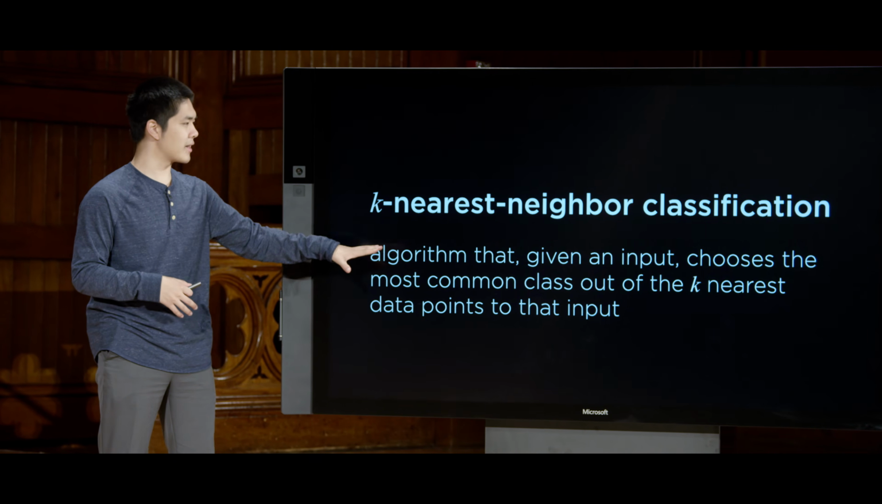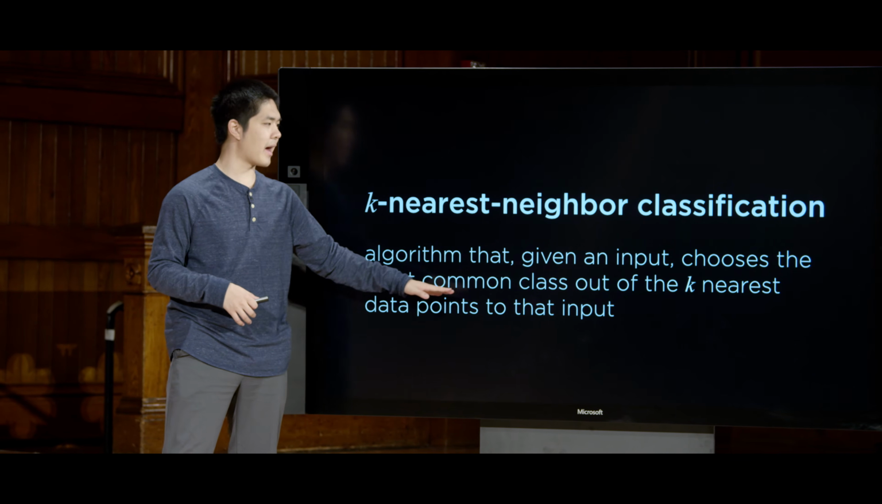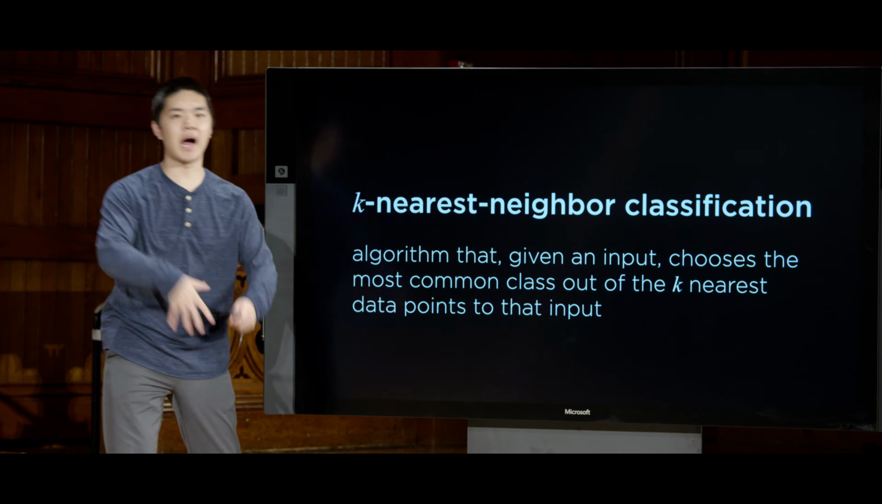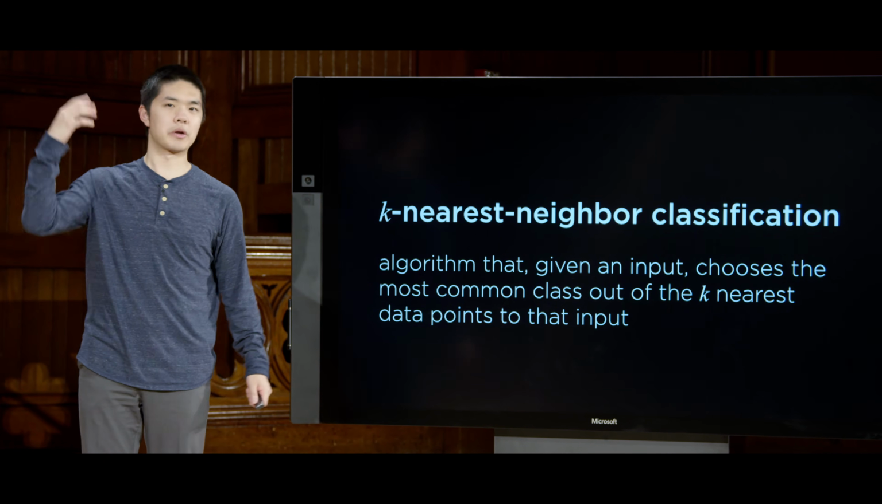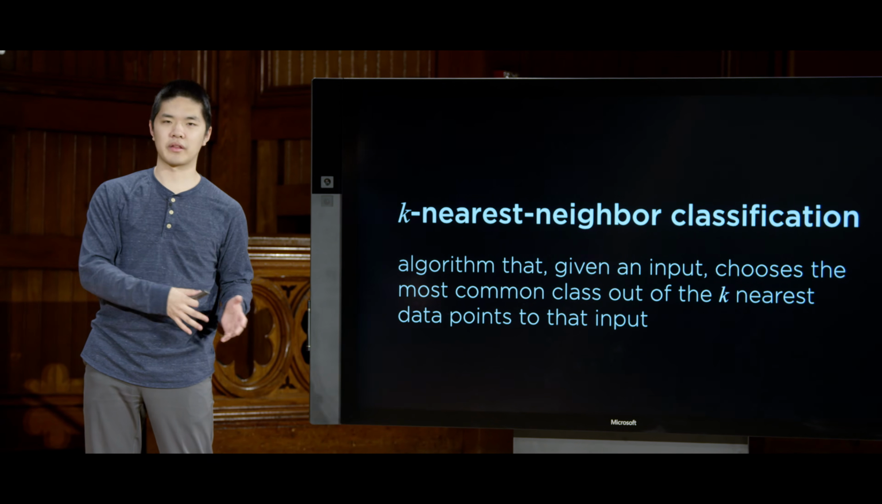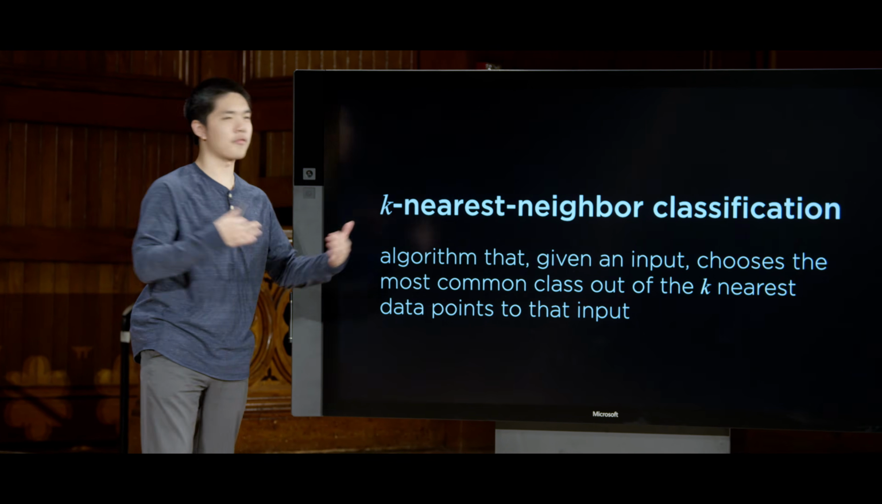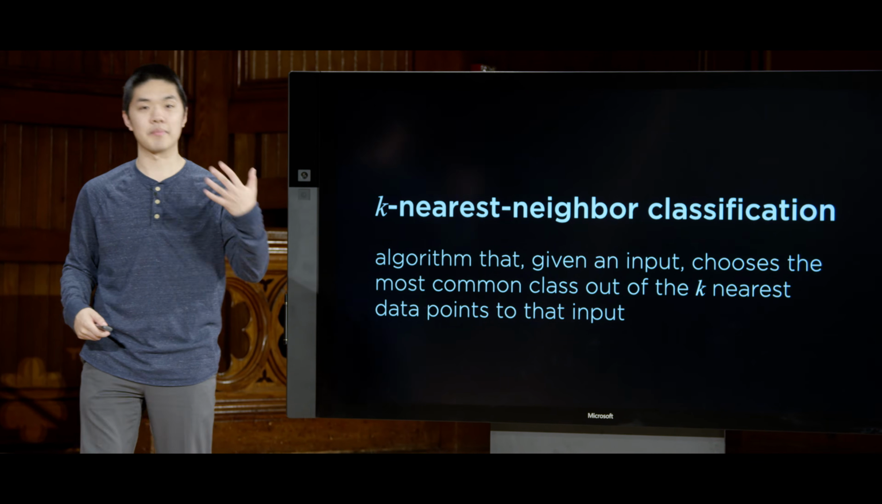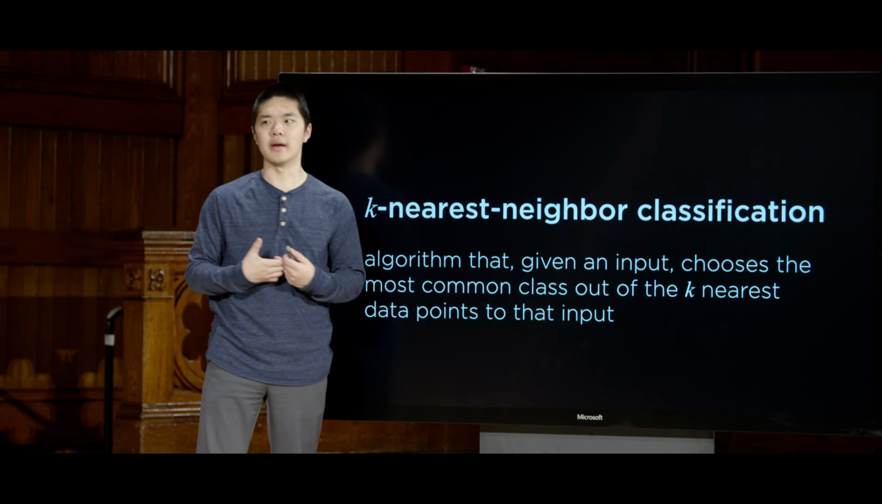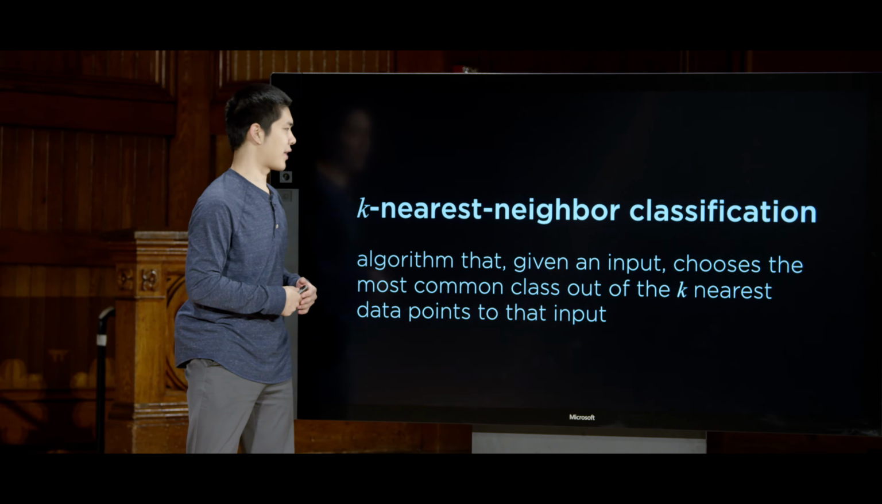This algorithm will, given an input, choose the most common class out of the k nearest data points to that input. So if we look at the 5 nearest points, and 3 of them say it's raining and 2 of them say it's not raining, we'll go with the 3 instead of the 2, because each one effectively gets one vote towards what they believe the category ought to be. And ultimately, you choose the category that has the most votes as a consequence of that.